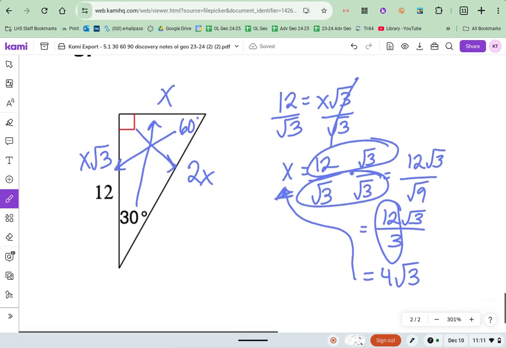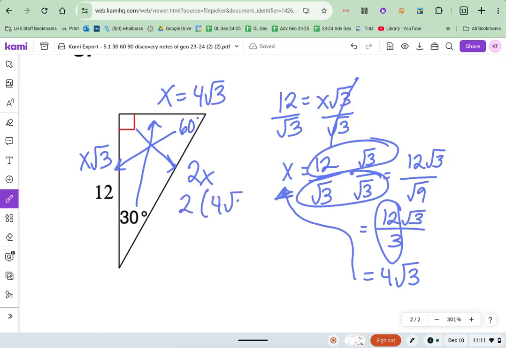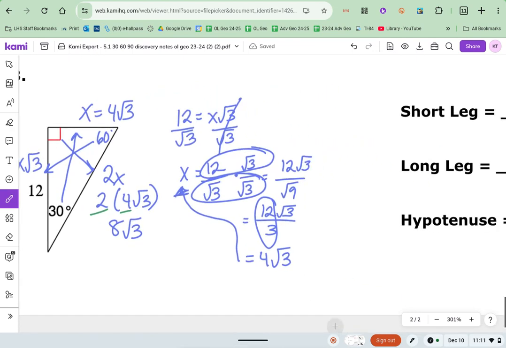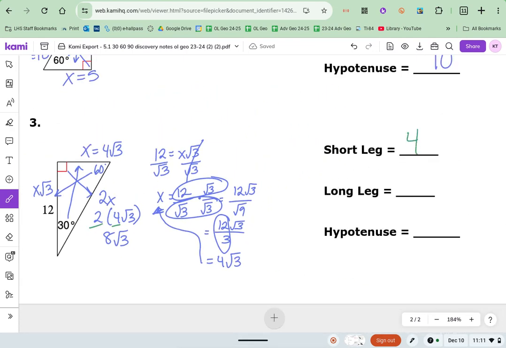So now we can just plug in 4 root 3 everywhere we see an x. So our short leg is 4 root 3 because that's just x. And the hypotenuse is 2 times 4 root 3, which is 8 root 3. Because remember, when you multiply with radicals, the things outside multiply and stay outside, things inside multiply and stay inside. So that's why only the 2 multiplies by the 4 to get 8 root 3. So the short leg is 4 root 3, the long leg was 12, and the hypotenuse is 8 root 3.